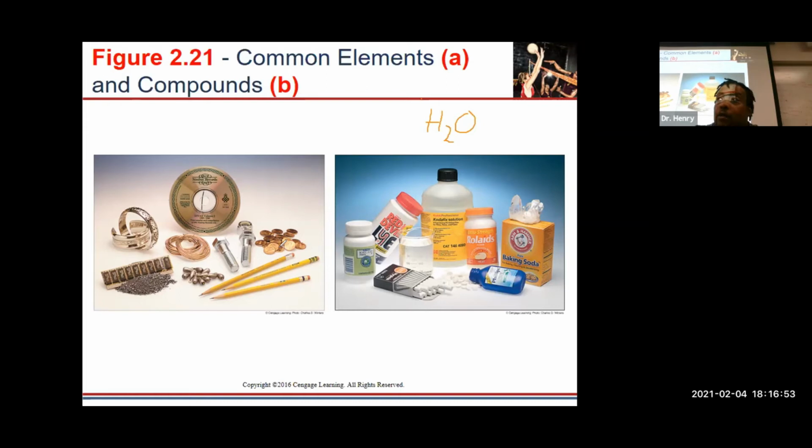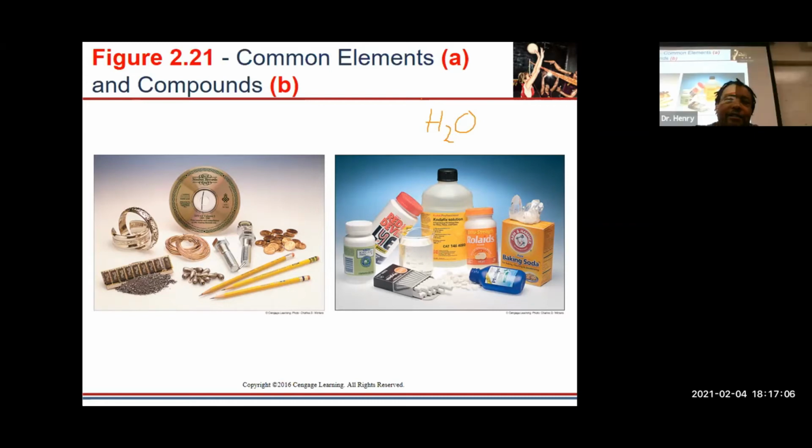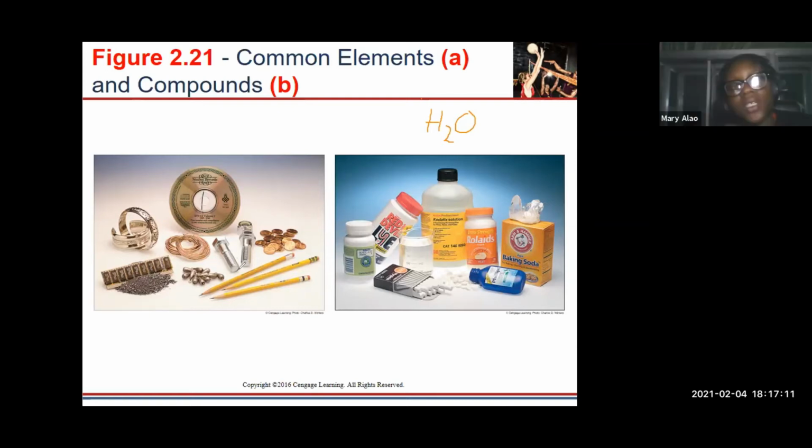Okay. What about, let's say, pencil lead? Is that just pure pencil lead? It's a pure substance. What about iron? An iron rod or an iron bolt? It's a pure substance.